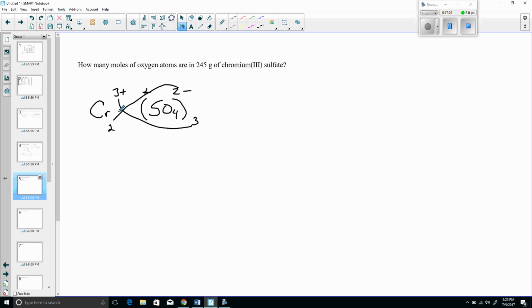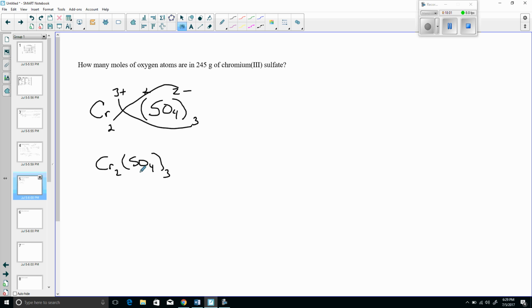No, I'm not saying -2, and I'm not saying +3. I'm just saying that I have 2 chromiums, so it's Cr2, and I have 3 sulfates, and I have to put this sulfate in parentheses, because if I don't, this 3 will not apply to the sulfur and the oxygen. So you also have to know how to count these. This means that you have 12 oxygen, 3 sulfur here, still 2 chromium.